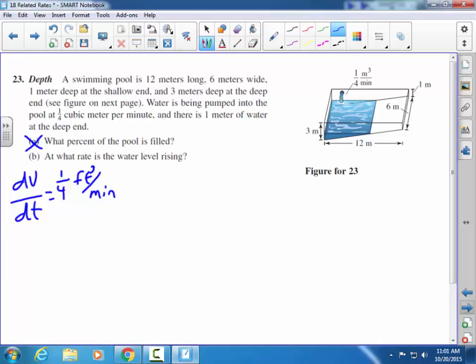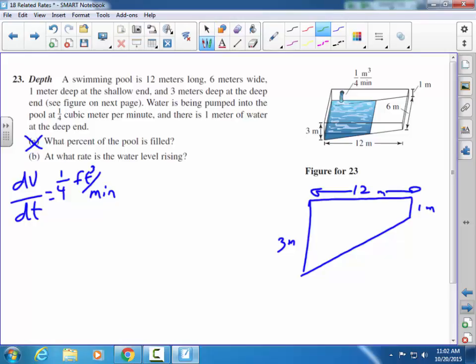I'm going to give you what the pool looks like, if you could dig into the ground and look at it, okay? This is 1 meter right here. This is 3 meters right here. This is 12 meters right here. And then back in the wall is the 6 meters, okay? So where's our water at right now? It's 1 meter up here. So if we take this, it's about right there. Okay?